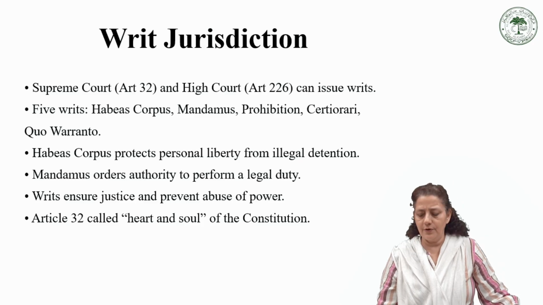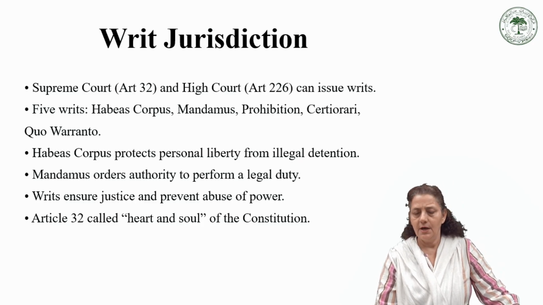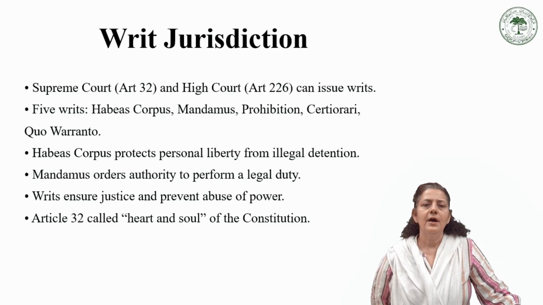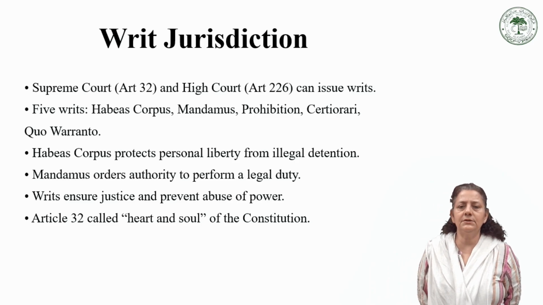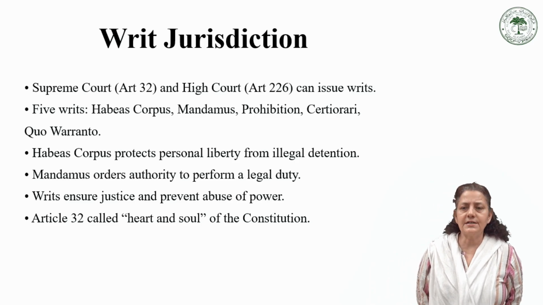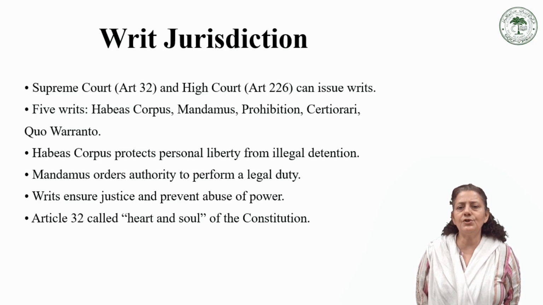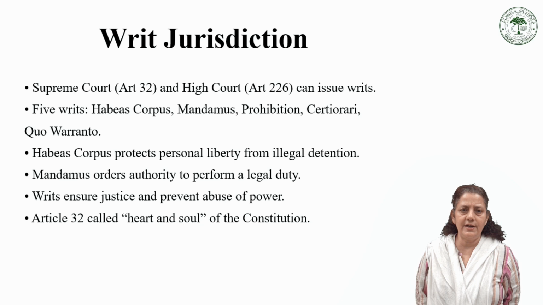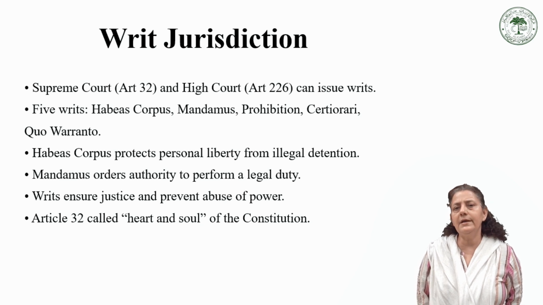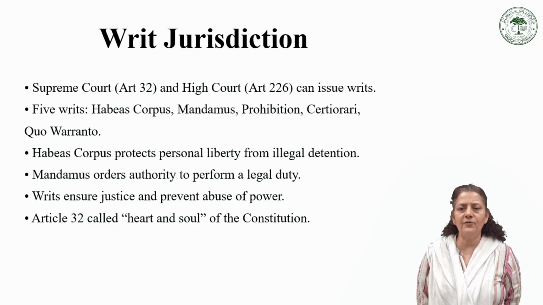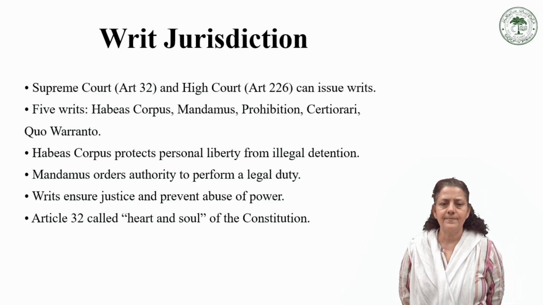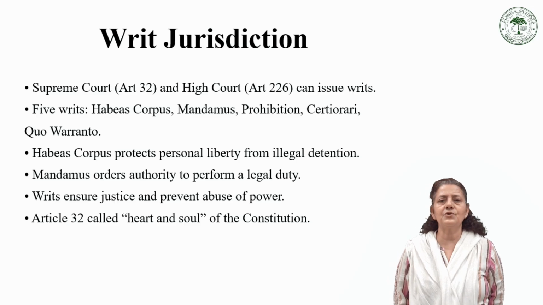The concept of writ jurisdiction is one of the strongest safeguards for enforcing fundamental rights. The Constitution empowers the Supreme Court under Article 32 and the High Courts under Article 226 to issue writs for the protection of rights. A writ is a formal legal order issued by a court commanding an authority to perform or stop performing a specific act. There are five main types of writs.